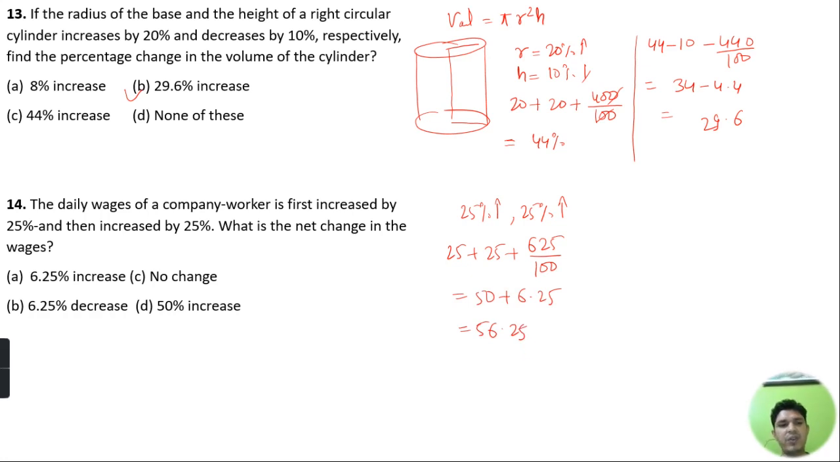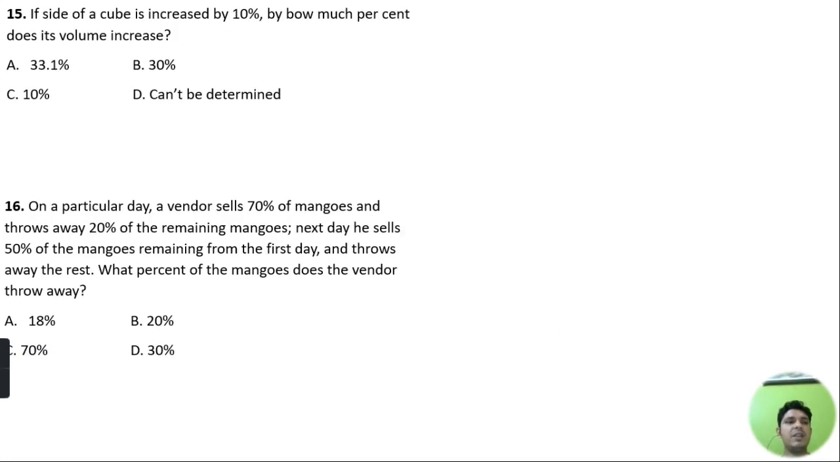As 56.25 is not there in the answer, there is some error in the options given. If we write it as 56.25 increase, so option number A should be correct. But the correct answer is 56.25%, right? That is not given in the option. Coming to the next question, that is 15.